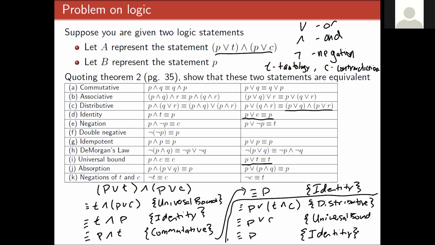And yes, you will be required to do that for homeworks and exams, etc., to make sure that you understand these concepts, and that you understand that the only reason we can swap P and T is by using commutativity, and that's why all of these work. So are there any other questions on this problem?